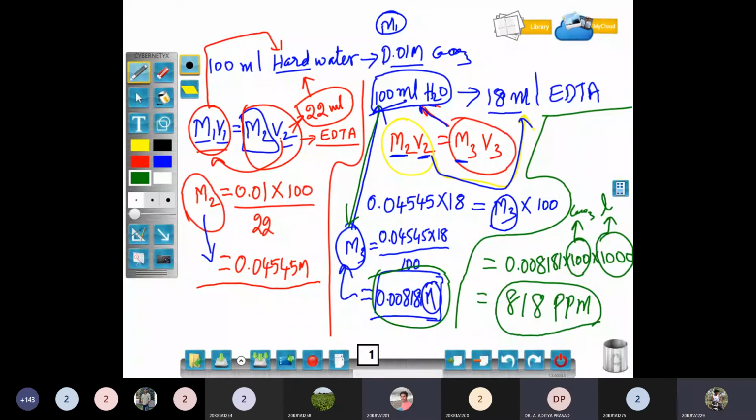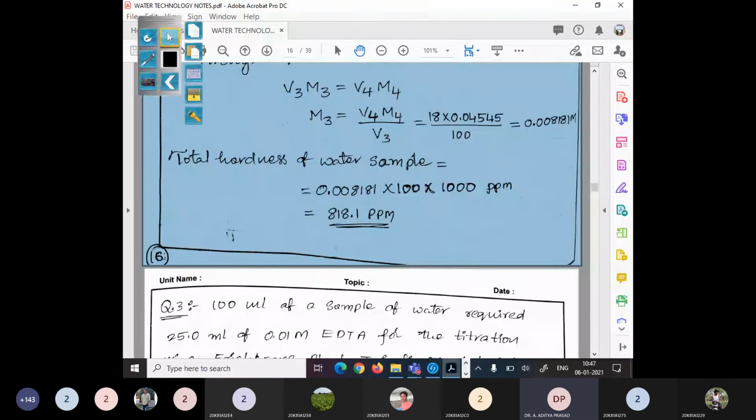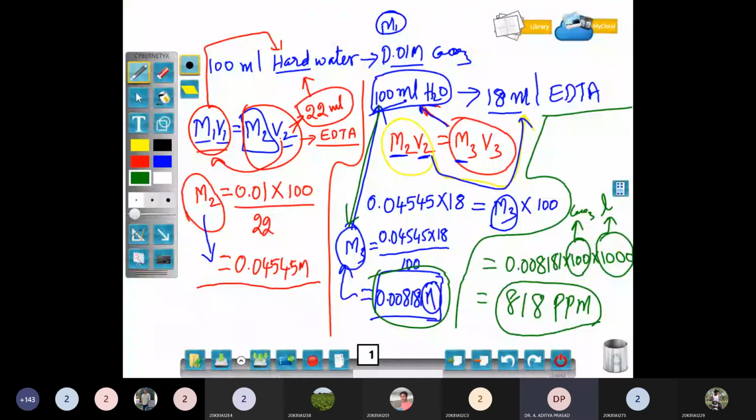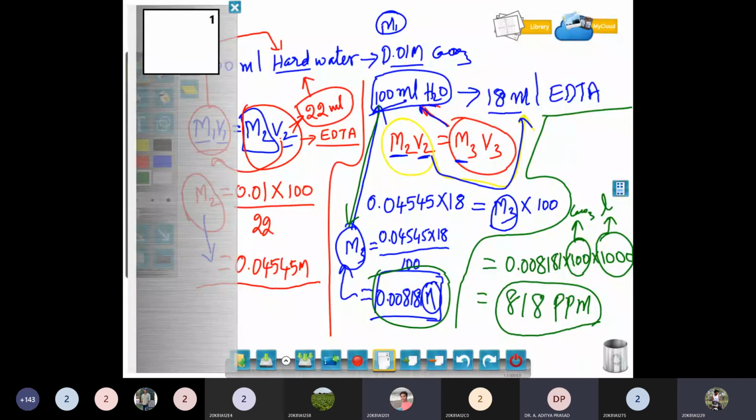Did you understand how to convert molarity into milligram per liter and milligram per liter into molarity? Yes, sir. Do you want me to repeat the conversions once again? Yes, sir. Okay, I'm taking this screen.